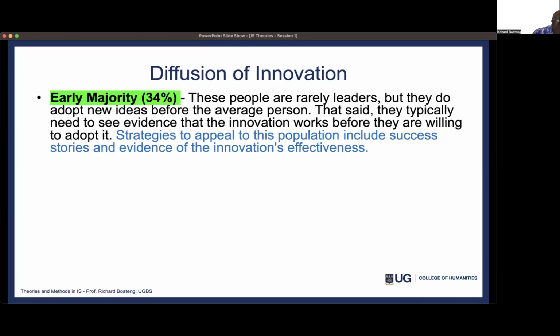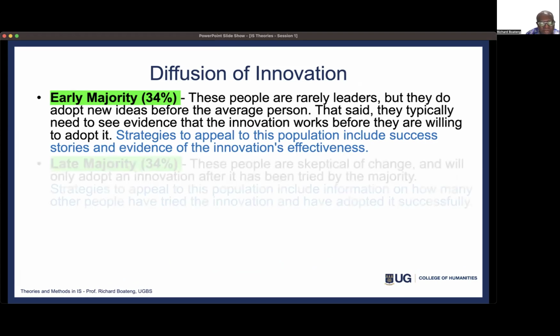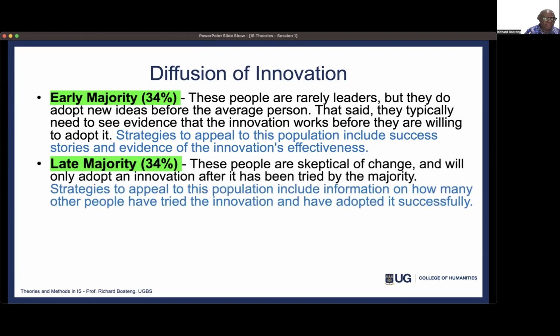The early majority are the ones who are real leaders, but they do adopt new ideas before the average person. They need evidence that the innovation works before they are willing to adopt it. Late majority, these are people who are skeptical of change. So they will sit down, they don't do anything about it, and they'll wait for the others and see what is happening. And now 34% who will never even move.